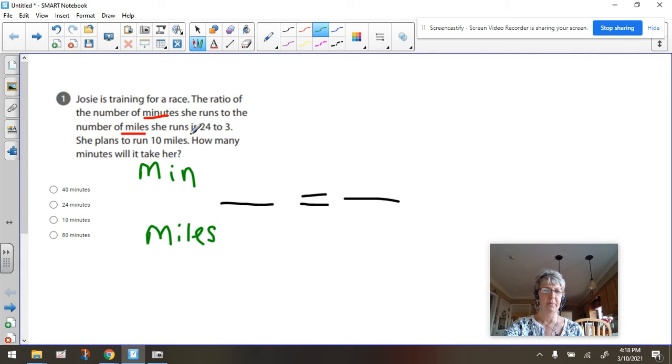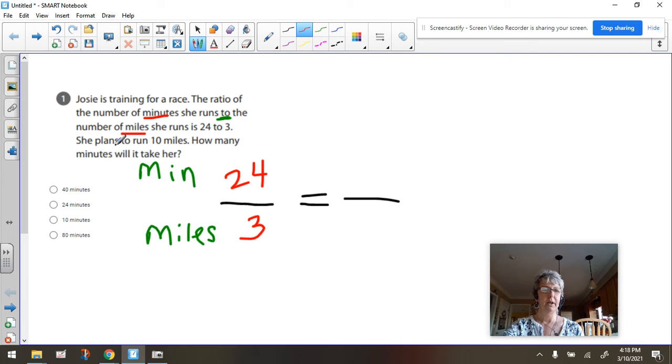And let's turn this number into a ratio. And let's make sure we have it in the right order, because sometimes you need to fix this. All right, so if we read it again, it says the ratio of number of minutes she runs, and we always want to look for that word "to." So that means minutes has to go on the top to the number of miles. So we have it in the correct order. And then they give us this 24:3. So we would write that as 24 over 3.